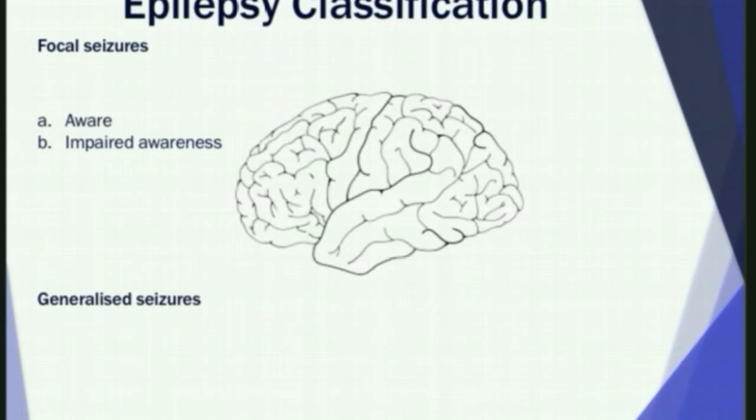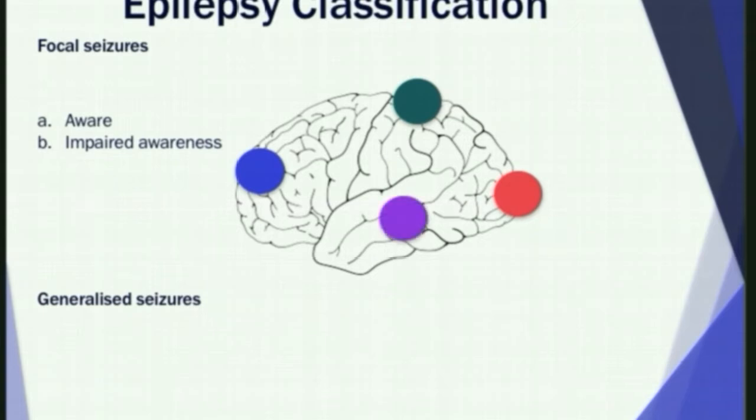So for focal seizures, we divide them into aware and impaired awareness seizures. And this depends on whether the patient loses consciousness during the seizure or not. Other names for these are aware, also known as simple, and impaired awareness, also known as complex. Now, classifying focal seizures depending on the area where the abnormal activity happens is the commonest and most useful form of classification we have.